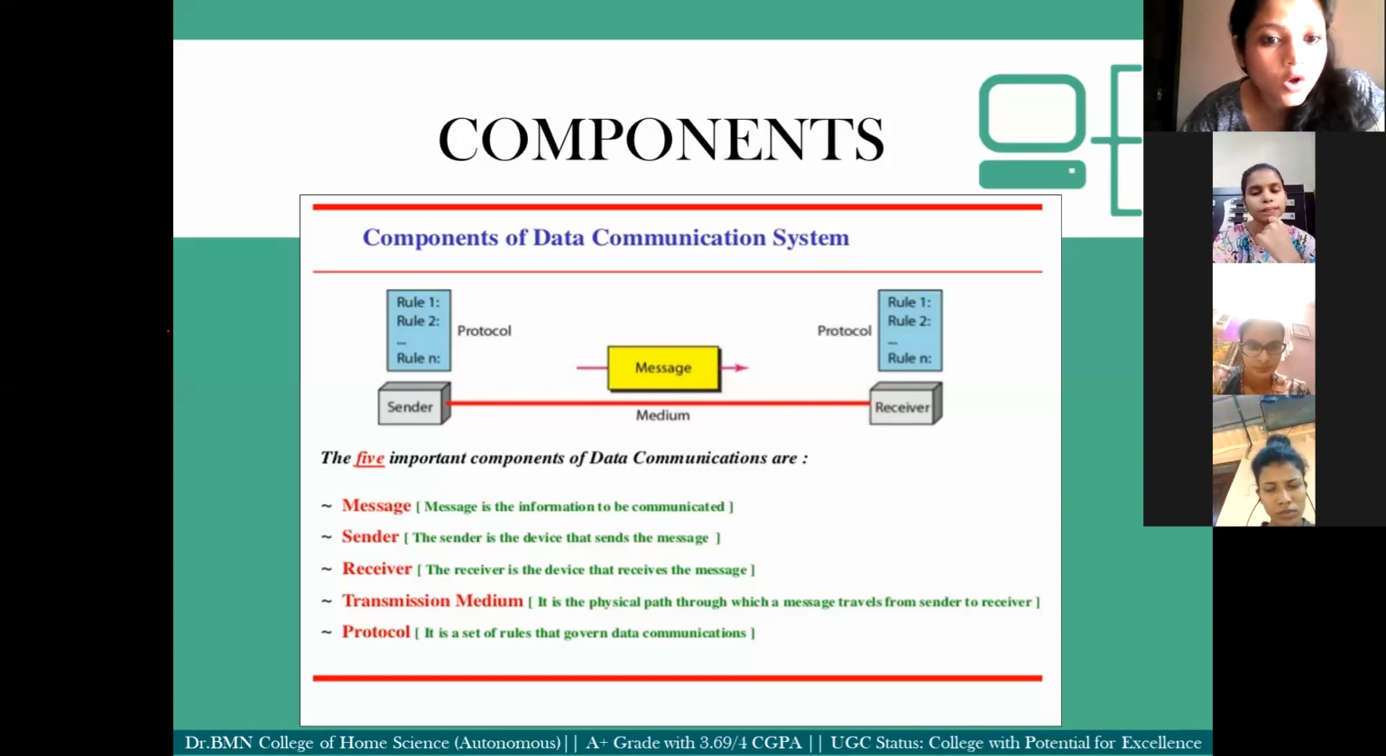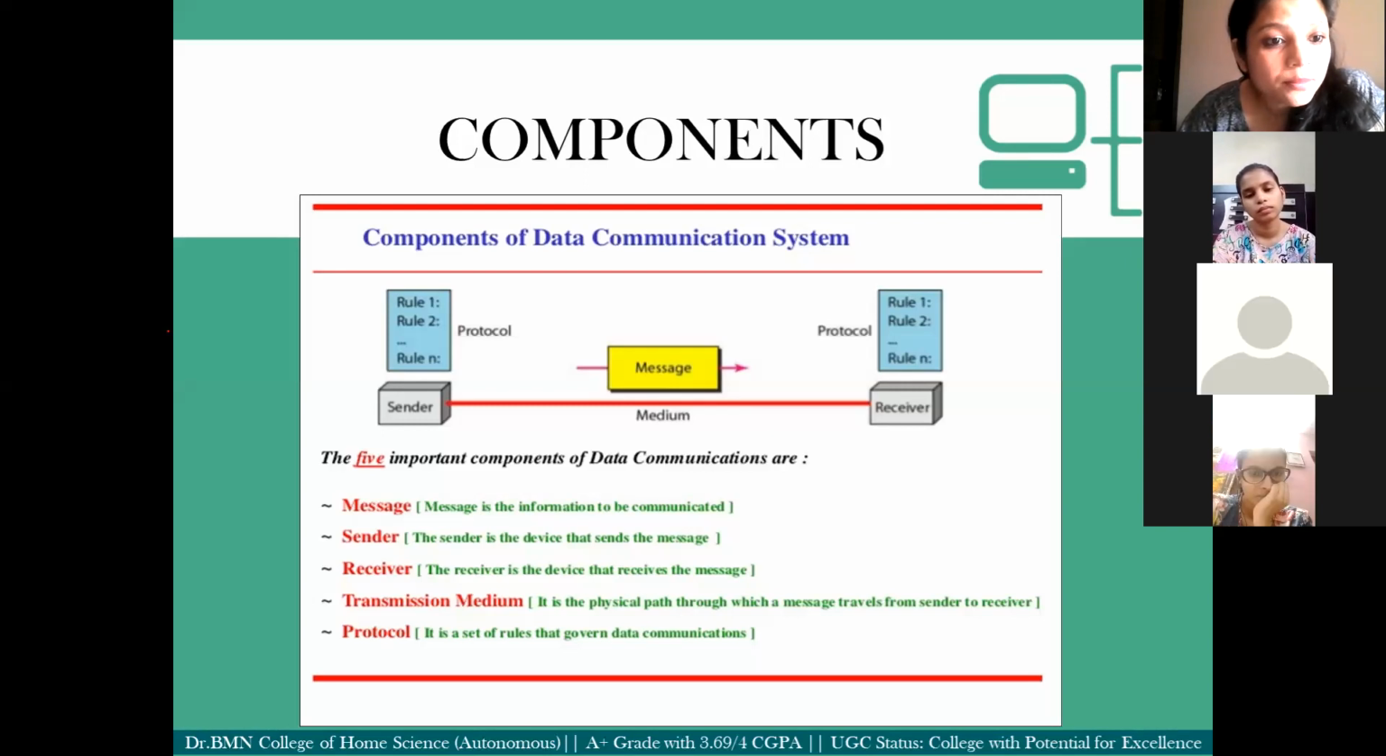The first component is message. Message means whatever data that you have to communicate to the receiver. Whatever information, whatever data that you have to send to the receiver will be called a message. Whatever data or information that has to be communicated is known as a message.